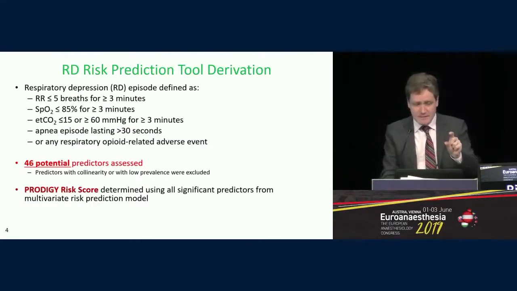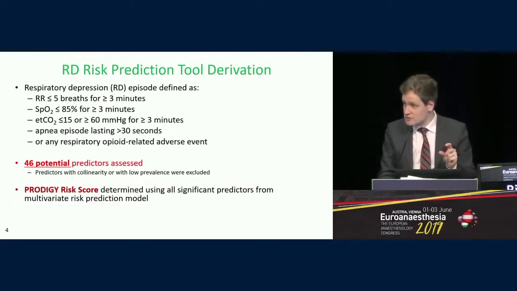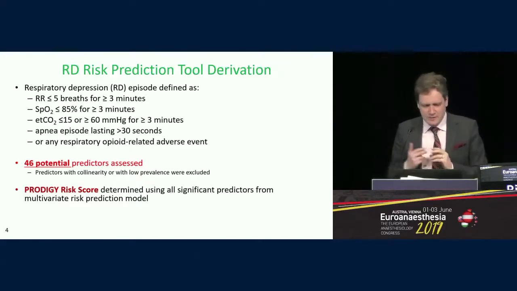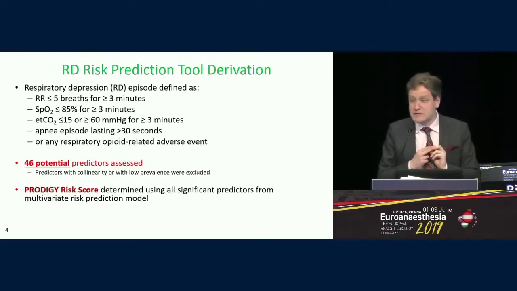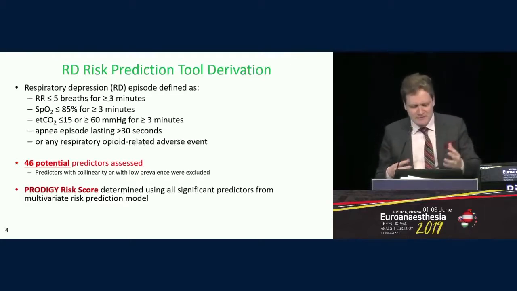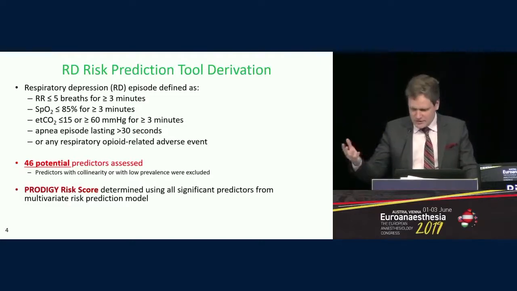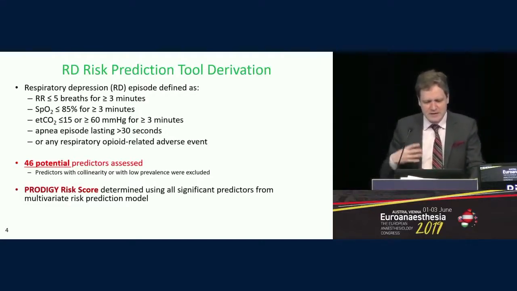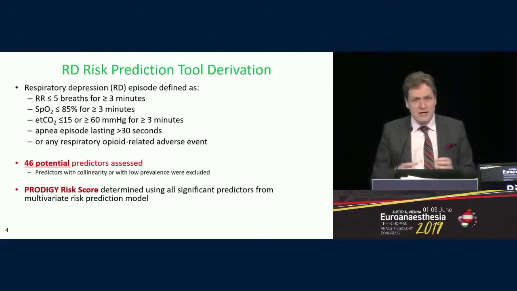You already saw the top part, but those were the definitions that we used, that were adjudicated. Based on all of the evidence that's out there, we came up with a total of 46 potential predictors. And we excluded certain predictors that really didn't make sense at low prevalence, or where there was collinearity with some of the existing outcomes. We looked at all of these, and I'll show you something in more detail in a second, to come up with this PRODIGY risk score using all of the significant predictors, using a multivariate risk prediction model.